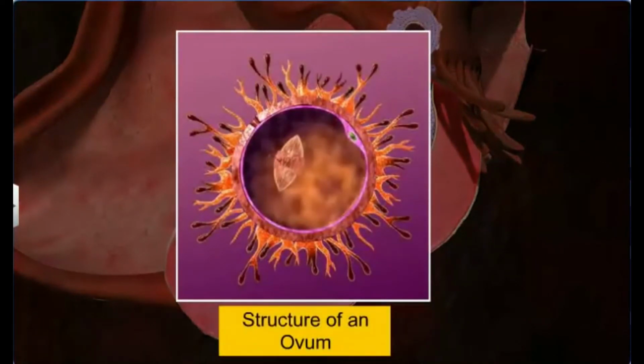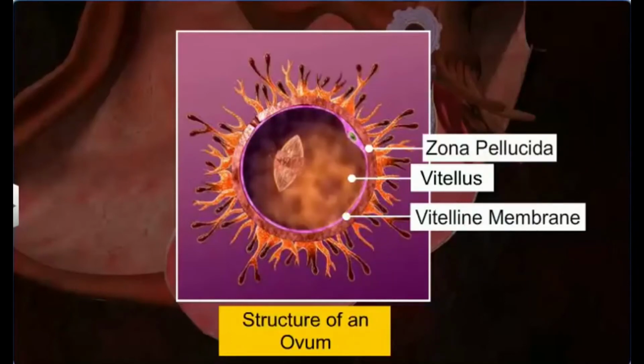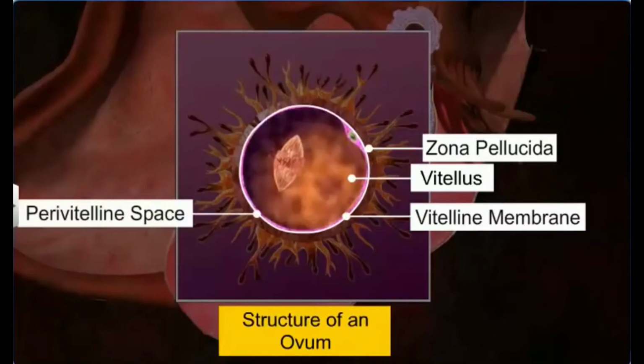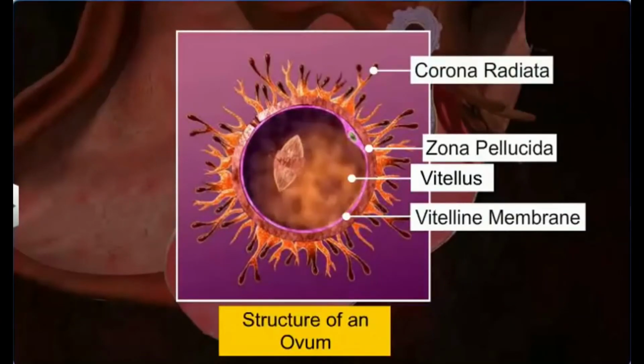Studies have shown that the ovum is filled with the cytoplasm called the yolk or vitellus, surrounded by the membrane called the vitelline membrane. The vitelline membrane is enclosed in another membrane called zona pellucida. However, there is some space between the zona pellucida and the vitelline membrane, which is called the perivitelline space. Surrounding the zona pellucida is a layer of granulosa cells called the cells of corona radiata.